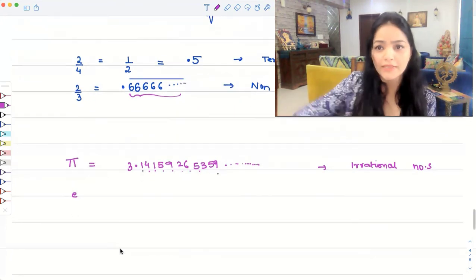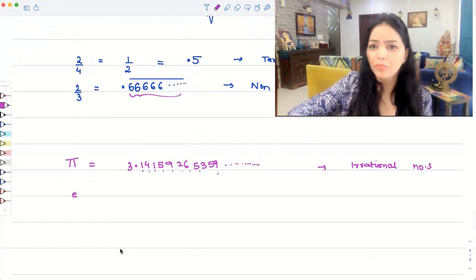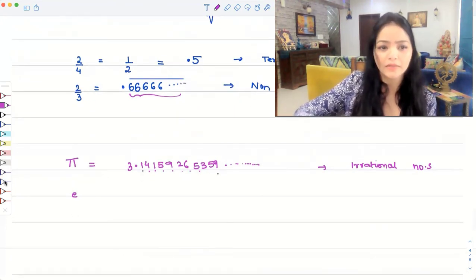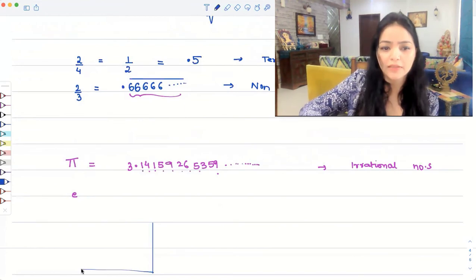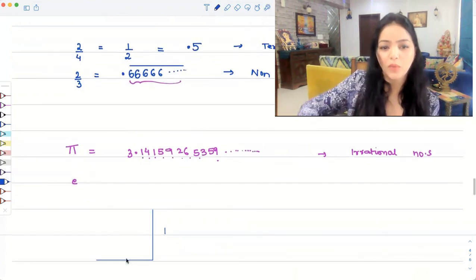And why they exist? I'll give you a simple reason why they exist. Very simple reason. If you take a right-angled triangle, an isosceles triangle with the dimension 1 unit and 1 unit here.